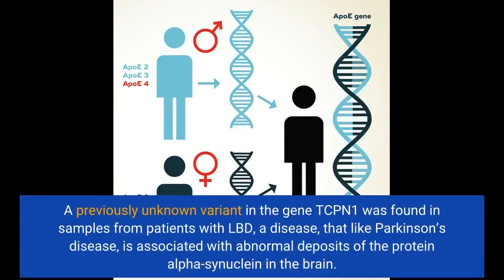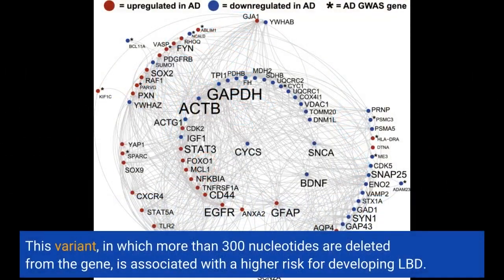A previously unknown variant in the gene TCPN1 was found in samples from patients with LBD, a disease that, like Parkinson's disease, is associated with abnormal deposits of the protein alpha-synuclein in the brain. This variant, in which more than 300 nucleotides are deleted from the gene, is associated with a higher risk for developing LBD.